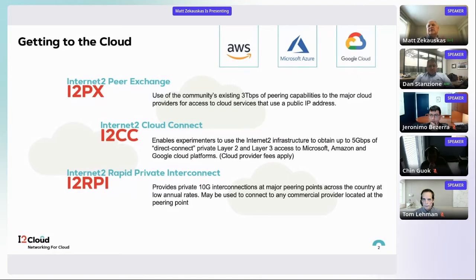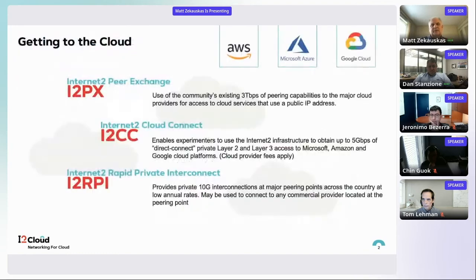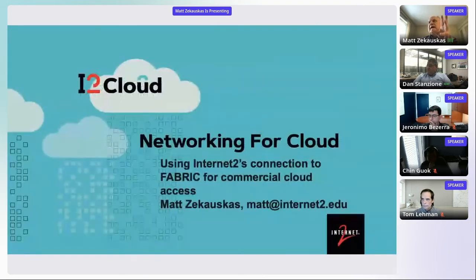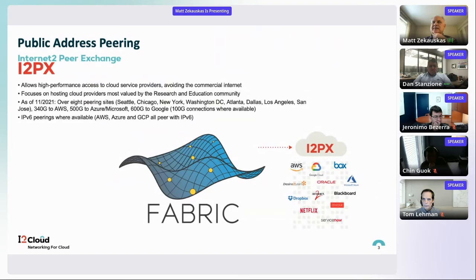So for the commercial cloud, there are 2 basic ways to get to it through Internet 2. One is what we call the Internet 2 Peer Exchange. And I'll talk a little bit more about that, but why are we doing this? The Peer Exchange is public peering. Then there's Cloud Connect, and that's private peering. So if you've heard of Amazon Direct Connect or Microsoft Express Route or Google Cloud Partner Interconnect, it's the same thing.